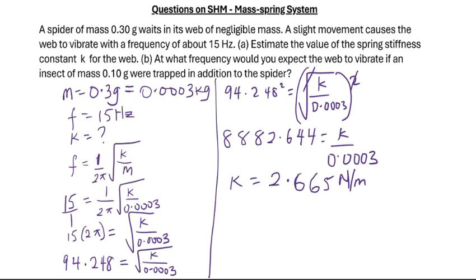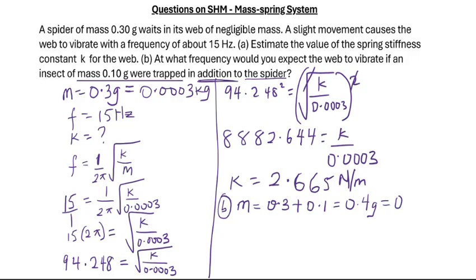Now the second question says, at what frequency would you expect the web to vibrate if an insect were trapped in addition to the spider? Now we have added another mass to it, which means the new mass will be the mass of the spider, which is 0.3, plus the mass of the insect, 0.1, which will give you a total of 0.4 gram. Converting this to kilogram, you have 0.0004 kilogram. You divide by 1000, and then you say you are looking for the frequency.